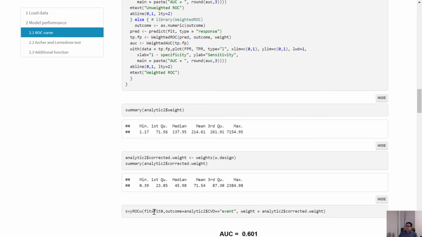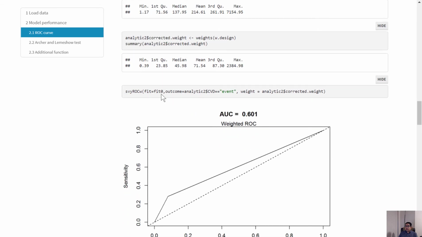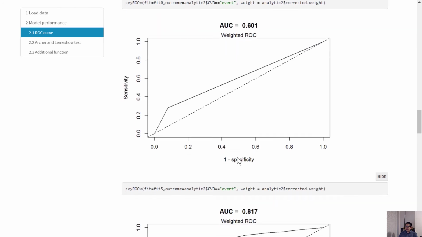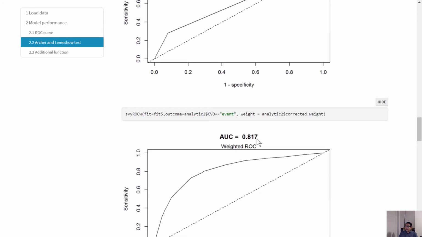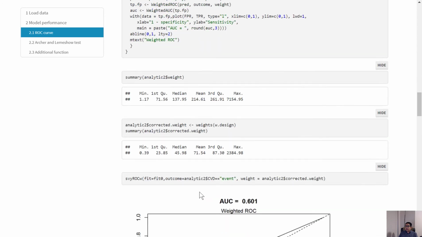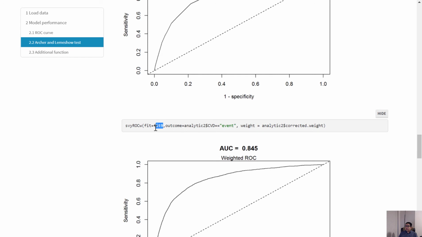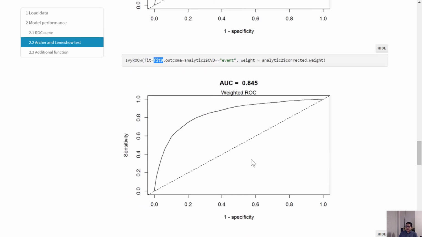And we specify what the fit was, what the event or the outcome was, and what the corrected weights were, and that gives us 0.6 for fit 0, the basic model that didn't have any covariates, and 0.817 with only 3 covariates. That means good discrimination, right? 0.8 to 0.9 is a good discrimination. When we included all of the covariates selected by AIC and interactions, it increased a bit, but it is still in the vicinity of good discrimination.